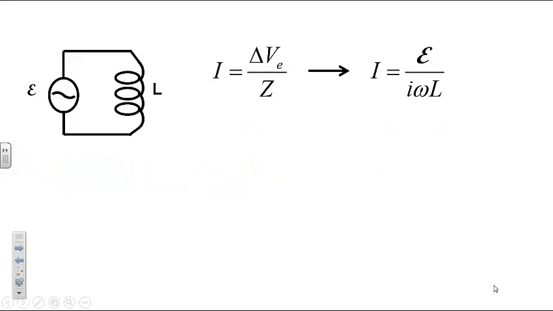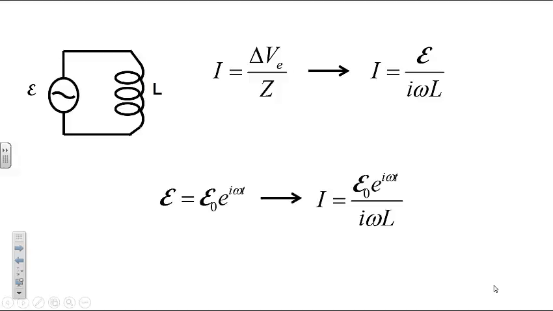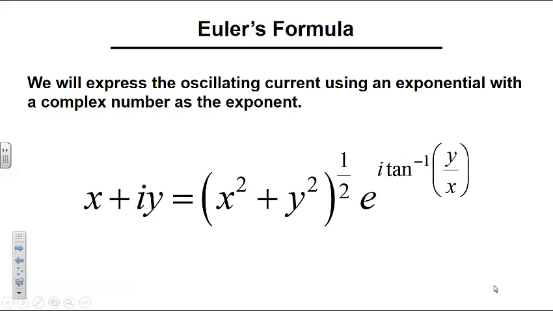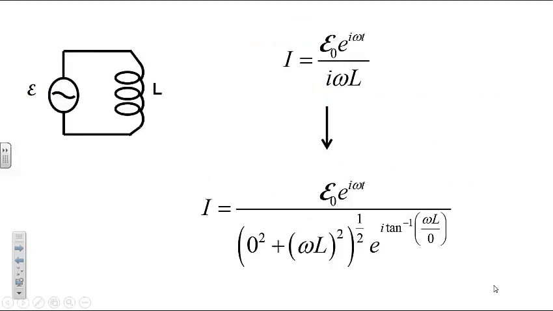Let's consider the simple circuit shown in this figure that consists of only an oscillating EMF and an inductor. The total impedance of the circuit is simply the impedance of the inductor, which we can then use to determine the current in the circuit through Ohm's law. Substitution of the general equation for the oscillating EMF gives us the following expression. We can now rewrite this result by expressing the denominator in terms of an exponential. To achieve this, we will apply Euler's formula. Applying Euler's formula gives us the following result.